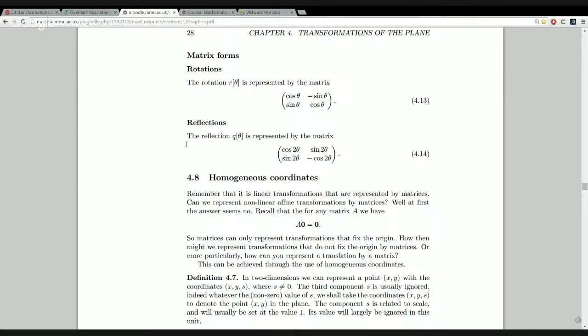I.e., if T is any translation, then T after Q theta, so translation after a reflection in a line through the origin, making an angle theta with the x-axis, is always a glide reflection, unless, so there's one special case, unless T is perpendicular to the reflection axis of Q theta.